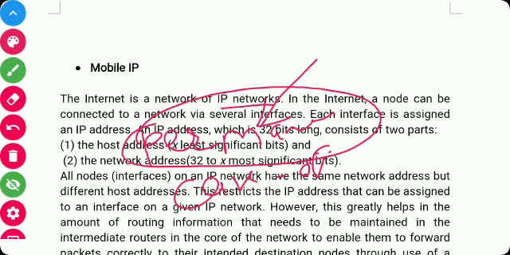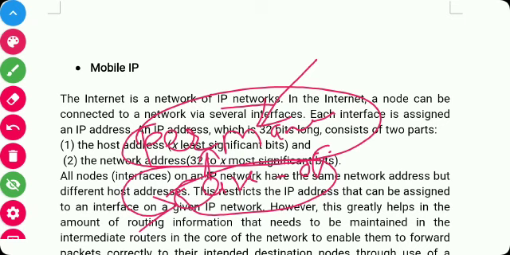But when a mobile node moves to a foreign network, that is another network, it acquires another temporary IP address. Further, it registers this temporary address with its home agent, which means this address is linked with the permanent address. The HA maintains a mobility binding for each roaming mobile node, that is the mapping between the permanent and the care-of address, and the TTL, that is the time to live value.